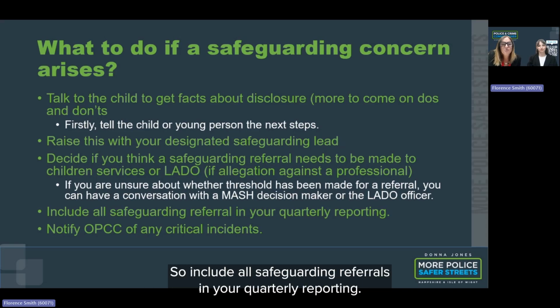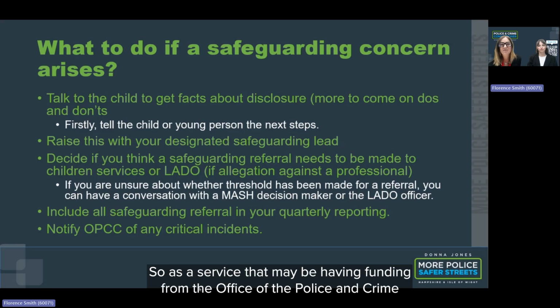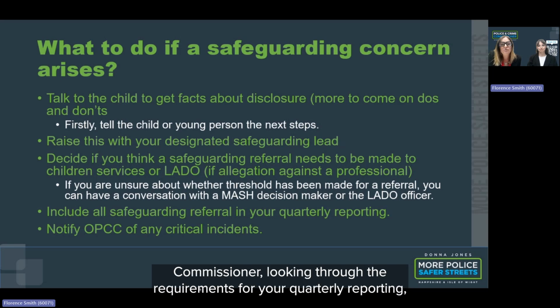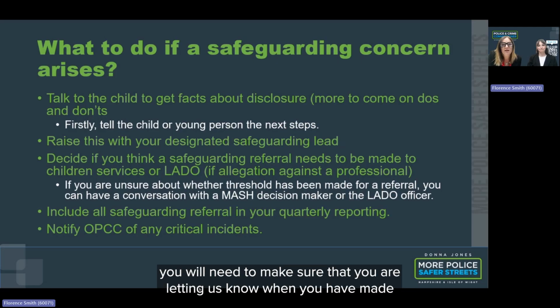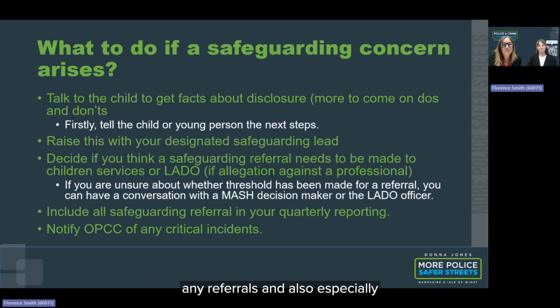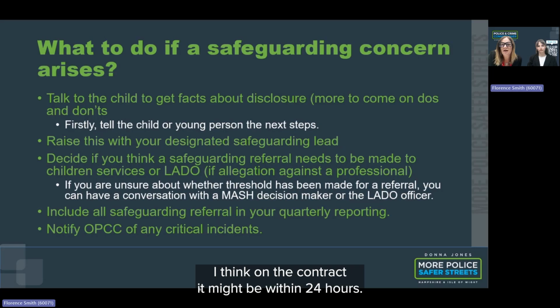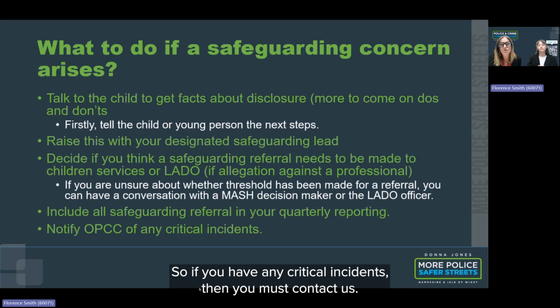So include all safeguarding referrals in your quarterly reporting. So as a service that may be having funding from the Office of the Police and Crime Commissioner, looking through the requirements for your quarterly reporting, you will need to make sure that you are letting us know when you have made any referrals, and also especially notifying us of any critical incidents. So that isn't just in your quarterly reporting, that is as it happens. I think on the contract, it might be within 24 hours. So if you have any critical incidents, then you must contact us.